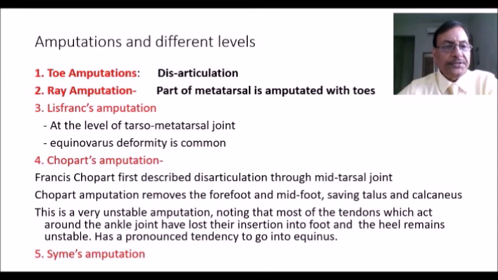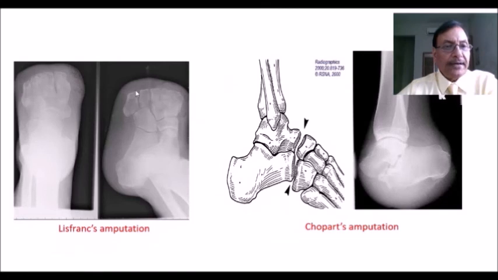Lisfranc amputation is when the amputation is done at the level of the tarso-metatarsal joint, and Chopart's amputation is where it is done at the level of the mid-tarsal joints. They both have the complication, which is equinus deformity. After the ray amputation, the most commonly employed amputation is the Syme's amputation. So this is the Lisfranc amputation, and this is Chopart's amputation for the mid-tarsal joint.